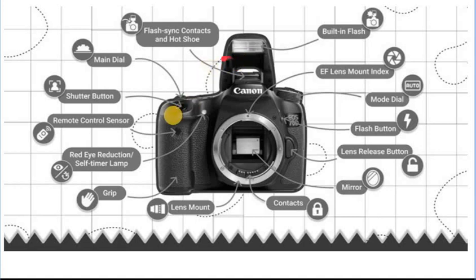Then we also have the main dial, the shutter button, the remote control sensor, the red eye reduction, the grip, kung saan mo siya hawakan, the lens mount, this is the mirror, the lens release button, kung paano maglalock at mag release ang pinaka lens. We also have the flash button. They also have the mode dial and ito EF lens mount index.